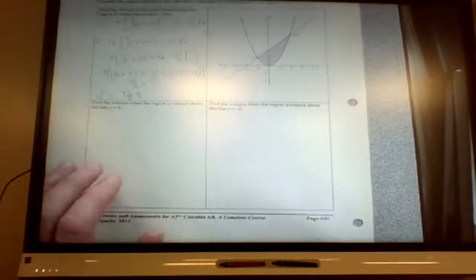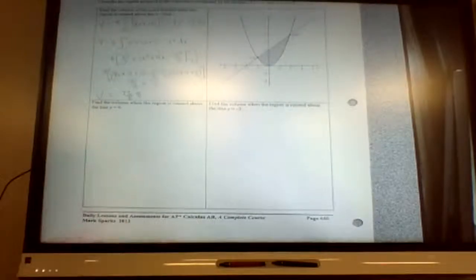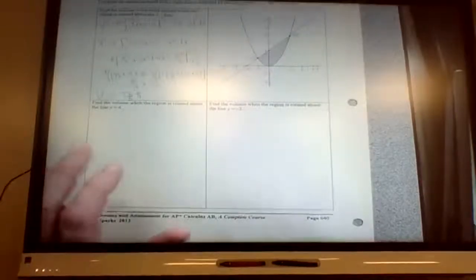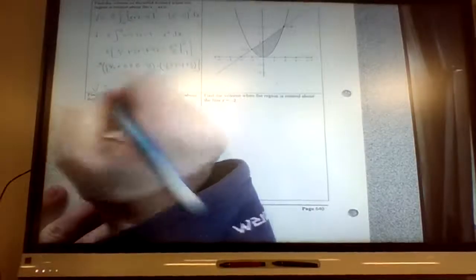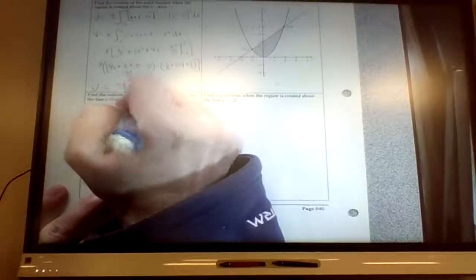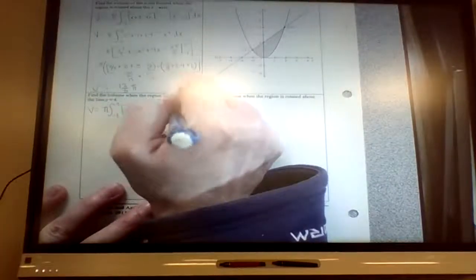If I rotate around y equals 4, what's my outside function this time? What is the outside one? The farthest away? It's x squared, right? It's the one furthest away. So the volume this time is going to be pi, I remembered pi that time, from -1 to 2 of x squared minus 4 squared minus x plus 2 minus 4 squared dx.